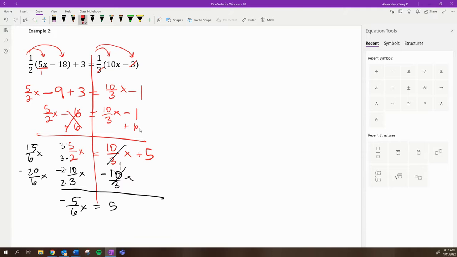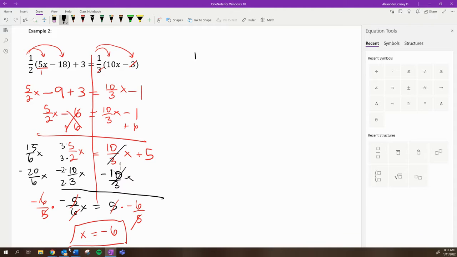And then finally, we're going to finish this off by multiplying by the reciprocal. So the reciprocal of -5/6 is -6/5. And I'll multiply this side by -6/5. The 5's cancel. Isn't that nice? And so it turns out that x equals -6. At least that's what it seems to be. Let's go ahead and check our solution now.